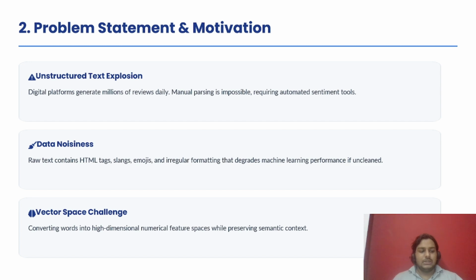Let's touch on the core challenges that motivated this work. Unstructured text explosion. Digital platforms generate millions of reviews daily. Manual inspection is impossible, making automated sentiment classification essential. Data noisiness. Raw textual data is inherently messy. It is filled with HTML tags, slang, emojis, and irregular formatting that degrade model performance if left uncleaned. Vector space challenge. Text must be converted into high-dimensional numeric values, ensuring space efficiency while retaining semantic content.